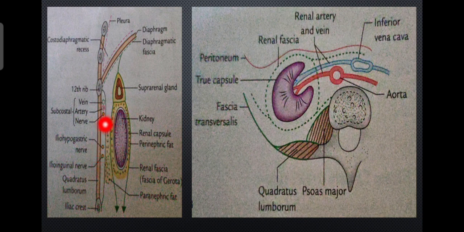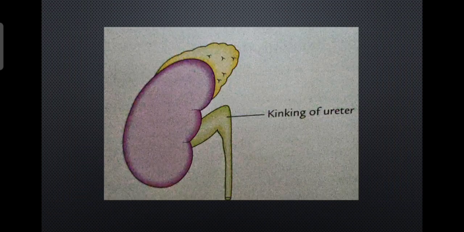pararenal fat is present, and mostly it is located posterior and nearer to the lower pole. It just supports the location of the kidneys in the paravertebral gutter. This is the main function of the pararenal fat. So we have covered the entire capsules, that is the true capsule here, then the perirenal fat, then the fascia of Gerota and the pararenal fat. Also we saw the kinking of the ureter.